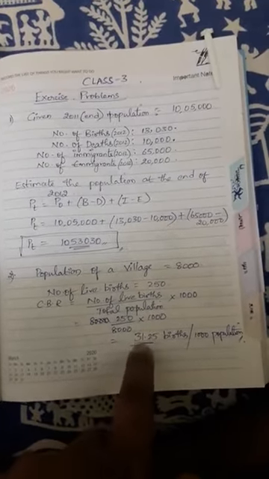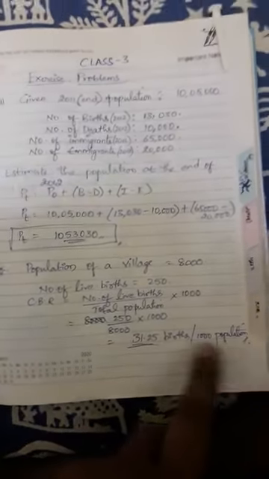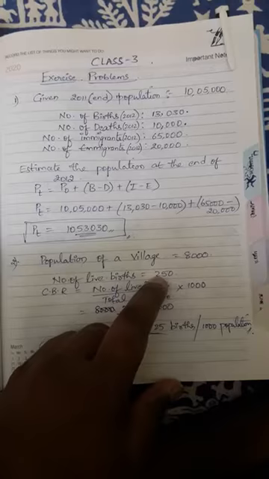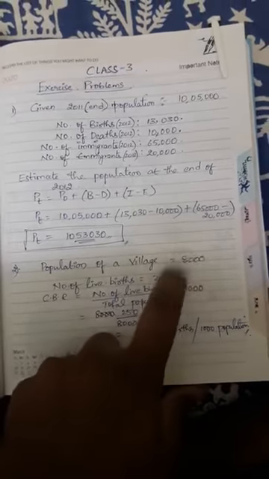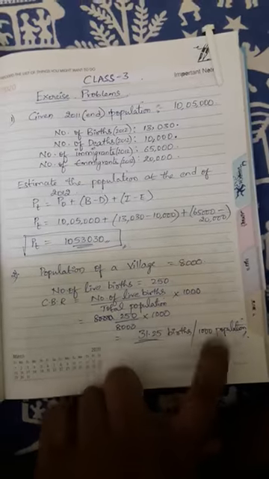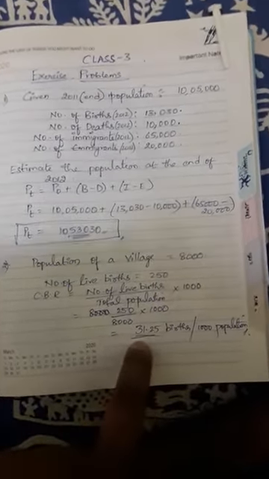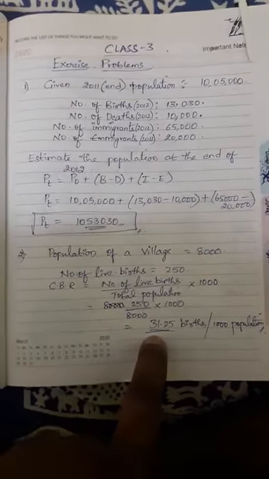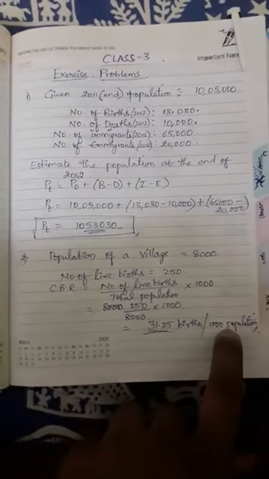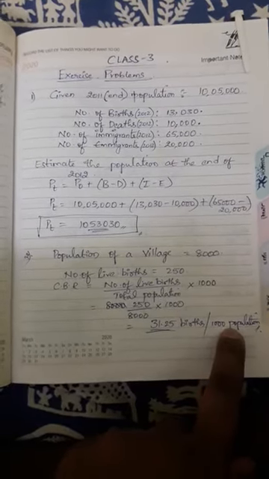31.25 births. Approximately 31 births were occurring per 1000 population. See here, 250 births overall among 8,000. Simple, 250 by 8,000 per 1000 population. For every 1000 population we have 31 births. Clear? And this 1000 population includes both male and female.